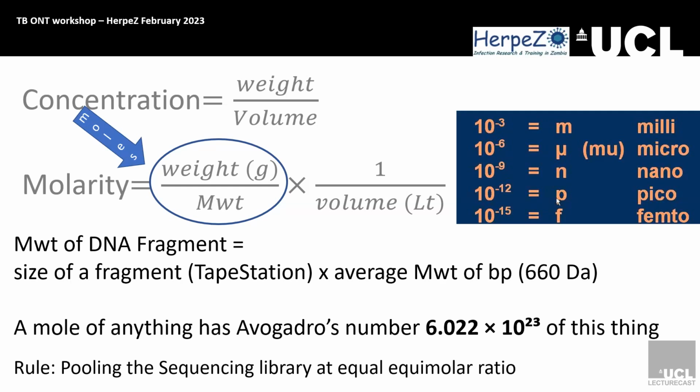I'm sure this calculation will be revision for those who did pure sciences.